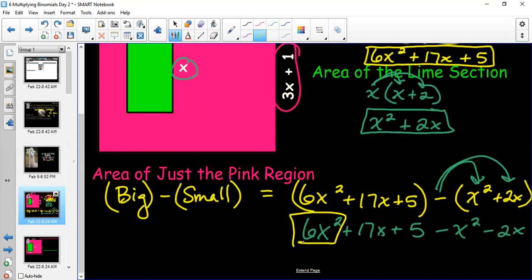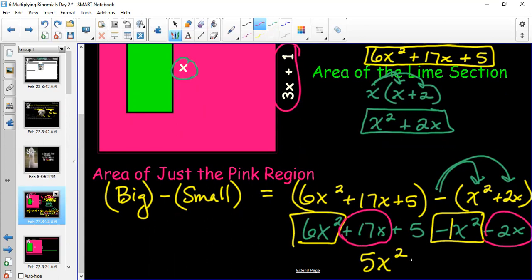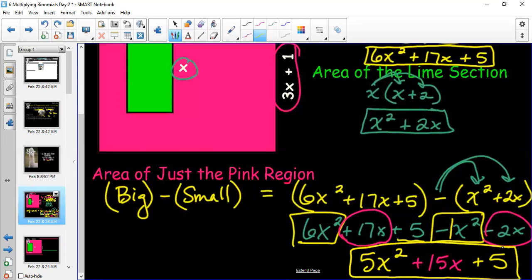So 6x squared minus 1x squared gives us 5x squared. Put my x terms together, 17x minus 2x, that gives us 15x. And last, I have a positive 5 with nothing to combine with. So that should have been our final answer, 5x squared plus 15x plus 5.